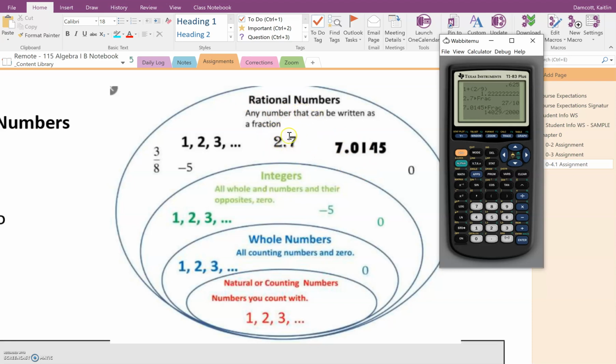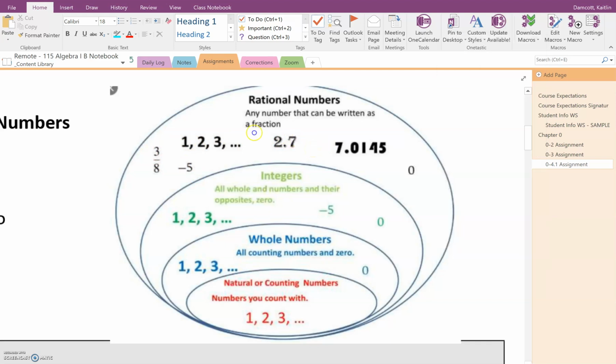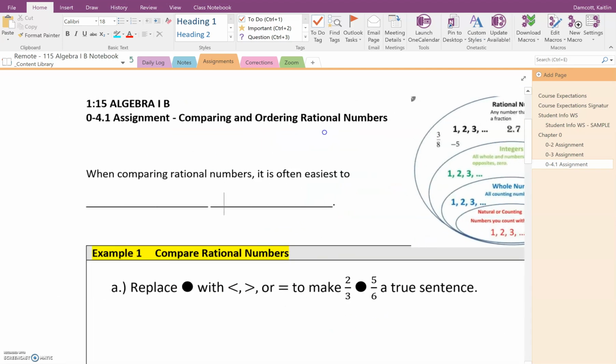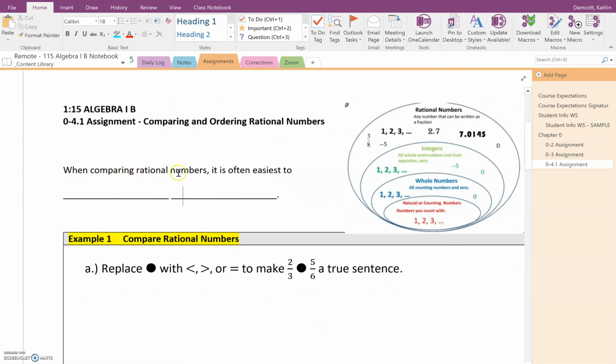But if you have any decimals that terminate or end, that's going to be considered a rational number. So we've got 3/8, obviously that's a fraction, so that makes it rational. And then you have to understand that we are including integers, but we're also going to be including any negative number that can be written as a fraction. So that's the breakdown of your rational numbers. So now I'm going to zoom out here, and it says when comparing rational numbers, it is often easiest to, and what we're going to be doing is comparing decimals.